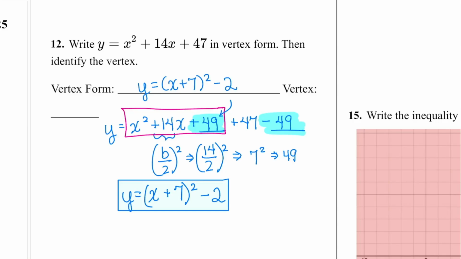And remember that our vertex is found by taking this value and this value. Since our vertex form looks like this, we do have to remember that we need to flip this sign in here. So our vertex is going to be -7, -2.